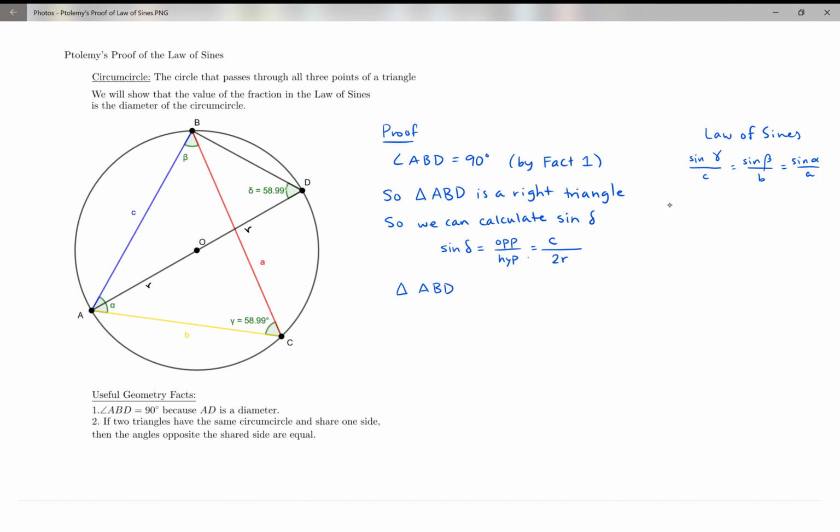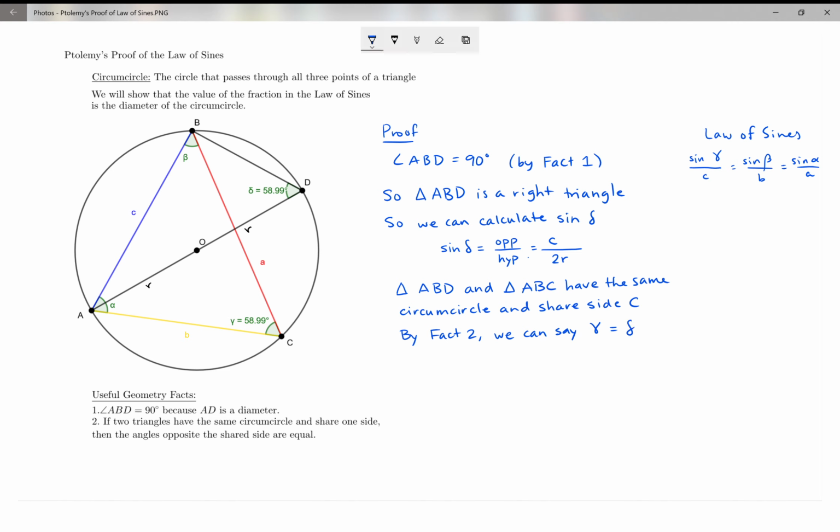So triangle ABD and triangle ABC have the same circumcircle and they share side c. So, by fact 2, we know that gamma equals delta. All right, so by fact 2, we can say that angle gamma is equal to angle delta.